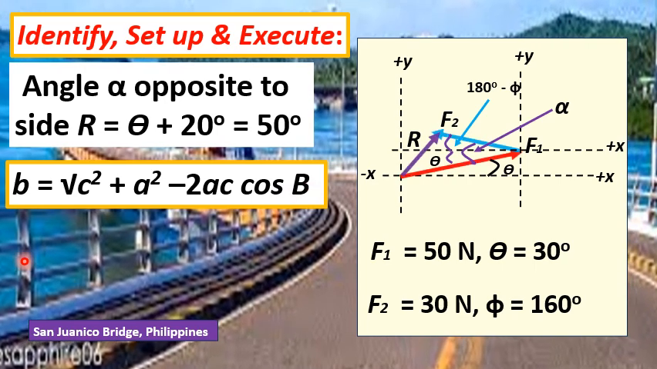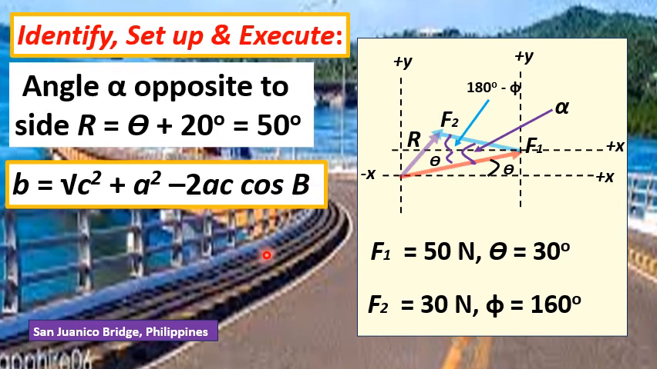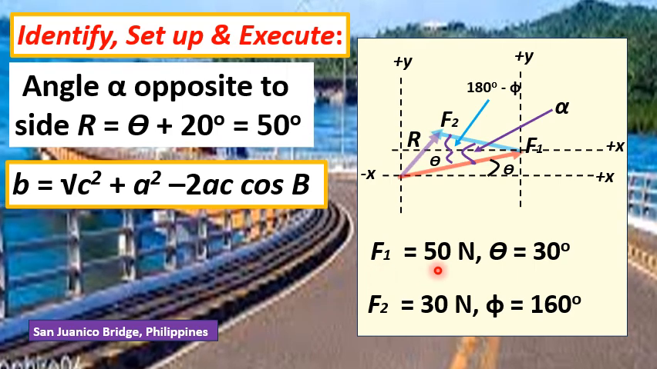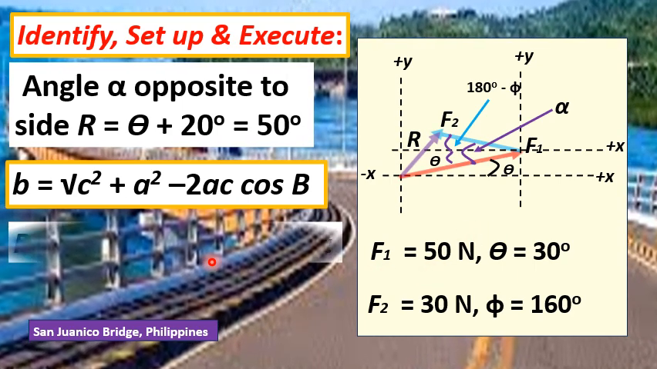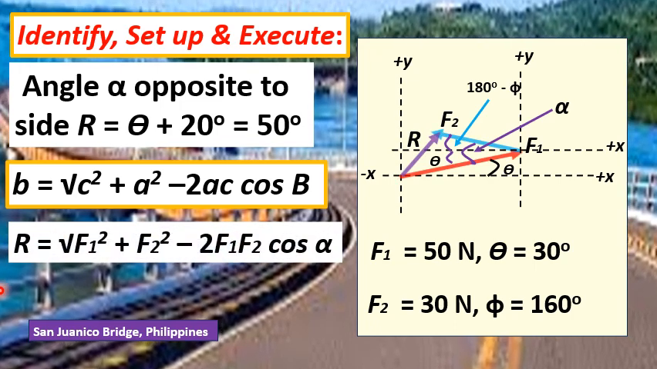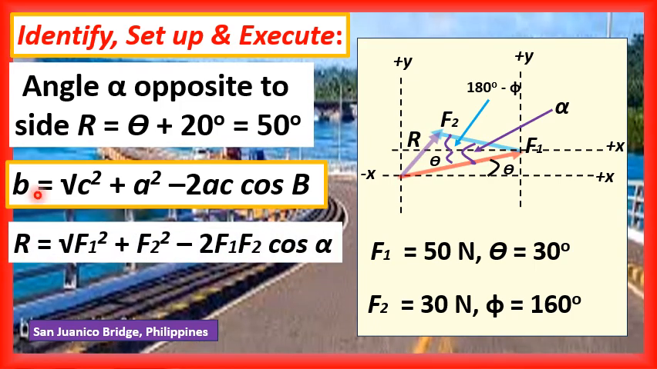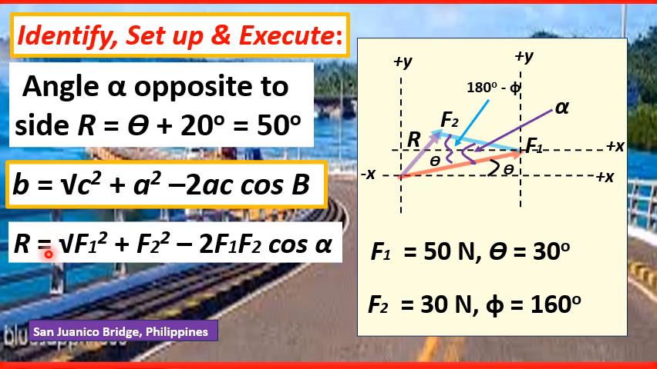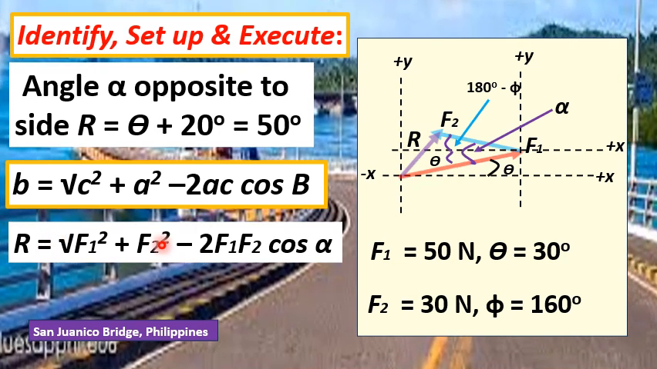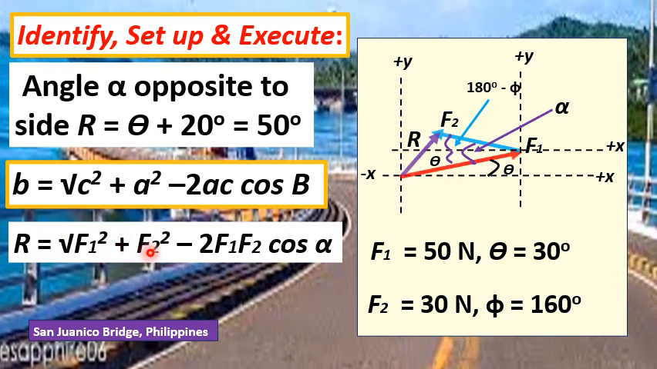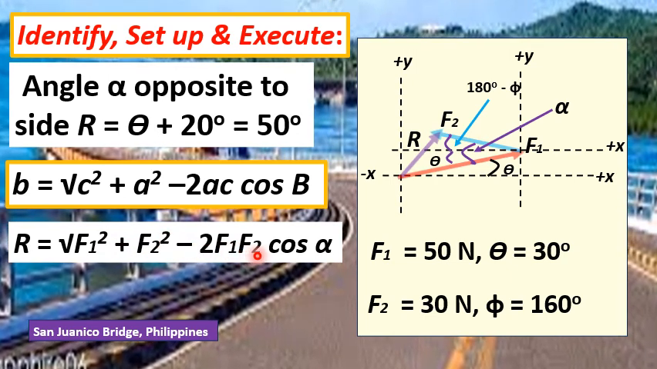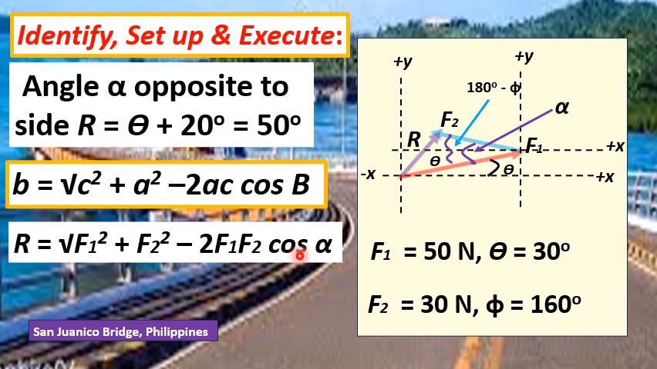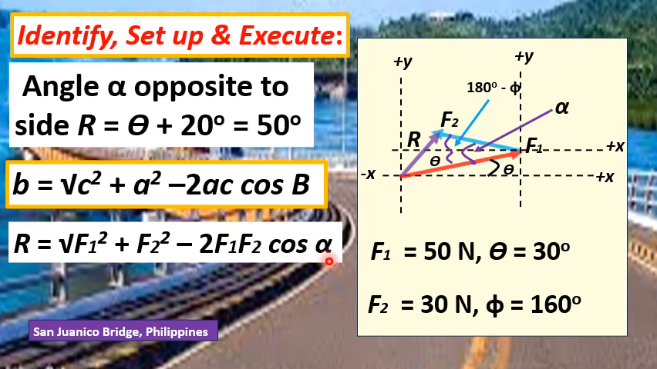When translated in terms of our given quantities, all right, the resultant force big R corresponds to the side B. So that is equal to the square root of F1 squared plus F2 squared minus twice the product of F1 and F2 and multiplied by the cosine of the angle alpha.